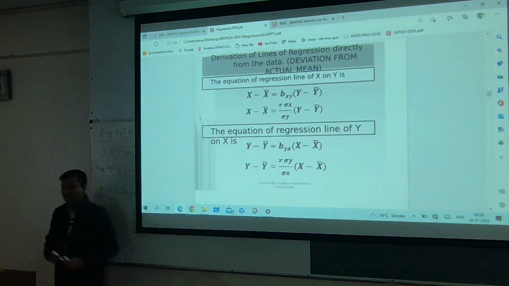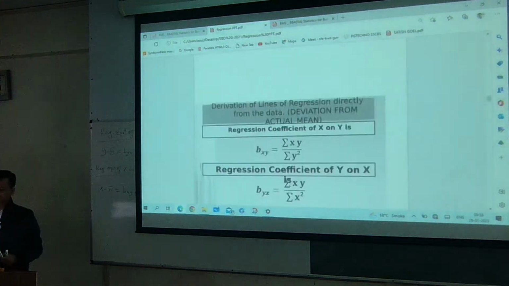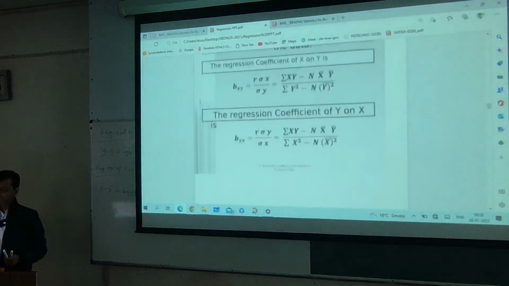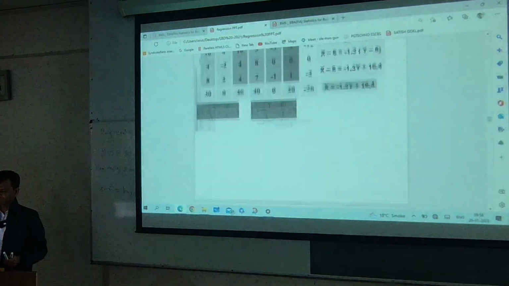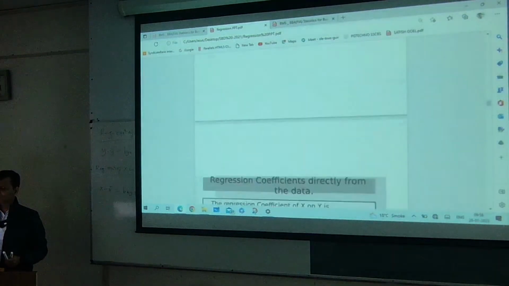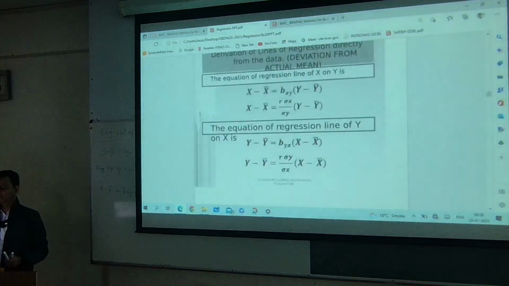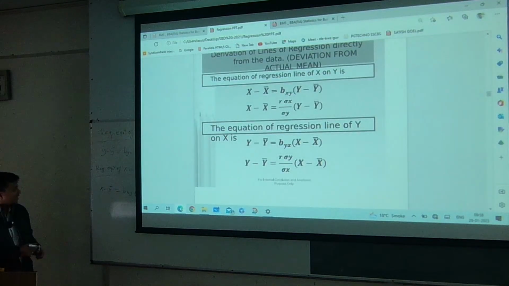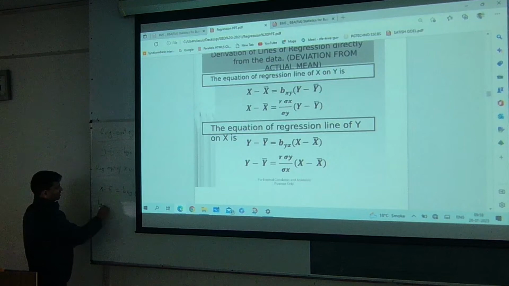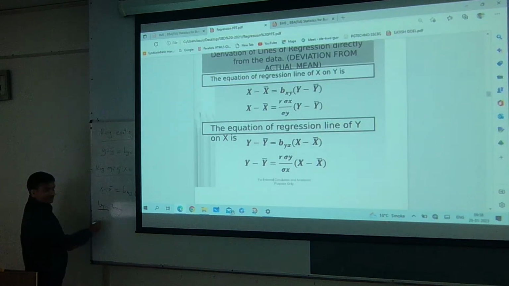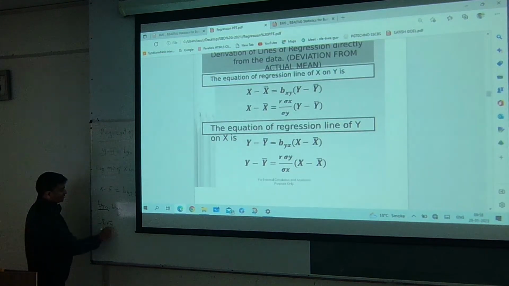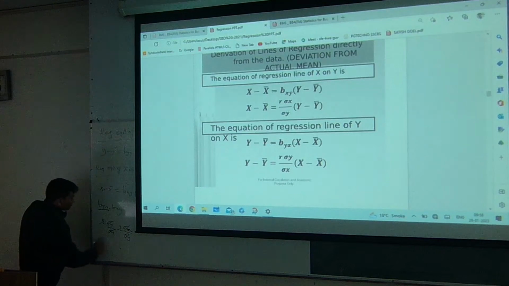And if you multiply both, you must know this formula. If you multiply bxy and byx, what will you get? What is byx? byx is r sigma y by sigma x, and this is r sigma x by sigma y. So the sigmas will cancel out. So this would be equal to r square.